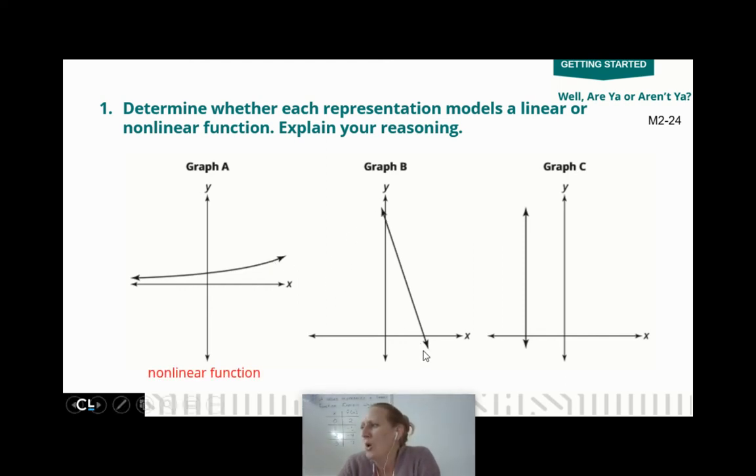Graph B, ooh, look at that. That's a nice straight line. That's a linear function. Absolutely. Graph C, oh, you know, it's a nice straight line, but check it out. It's doing the whole thing. It doesn't even pass the vertical line test. It doesn't pass the vertical line test because it hits in more than one place. It's not even a function. After all that, not even a real function.